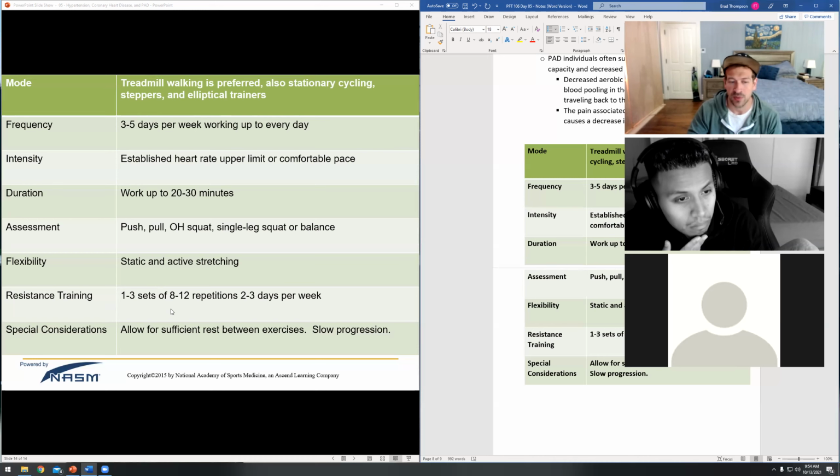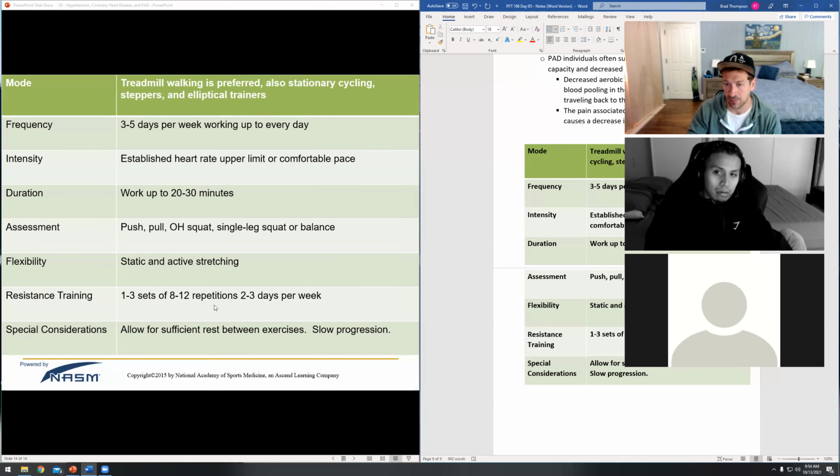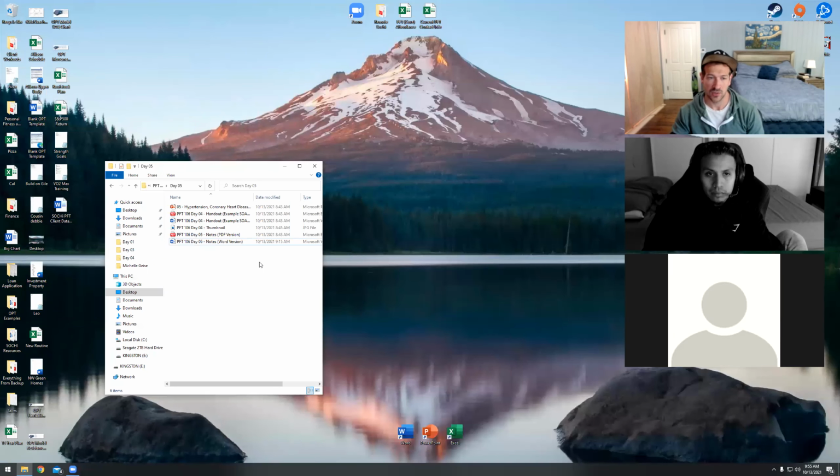Resistance training, 1 to 3 sets. We are dropping the reps down to 8 to 12. Again, if you have them doing 20 reps, blood's got all this time in the world to pool in the legs. It's going to get painful. 2 to 3 days per week. And in special considerations, progress very slowly and give them plenty of rest between exercises. They are going to be very inefficient workouts in terms of how much you're able to get done. But eventually the pain starts to improve and you will be able to improve their capacity and you can do more and more as you go along.